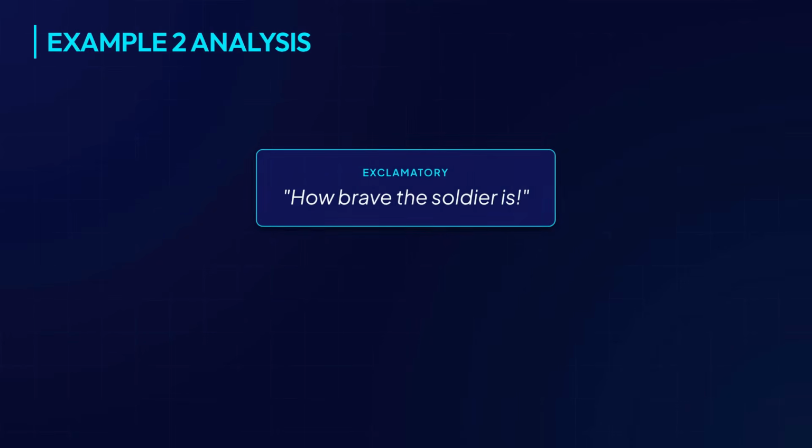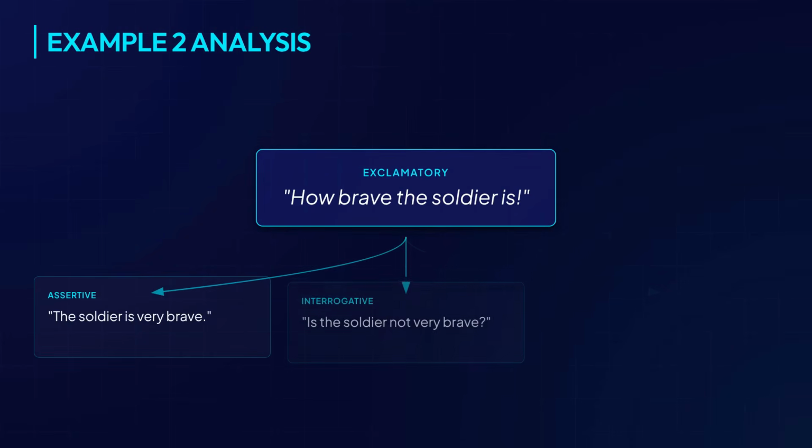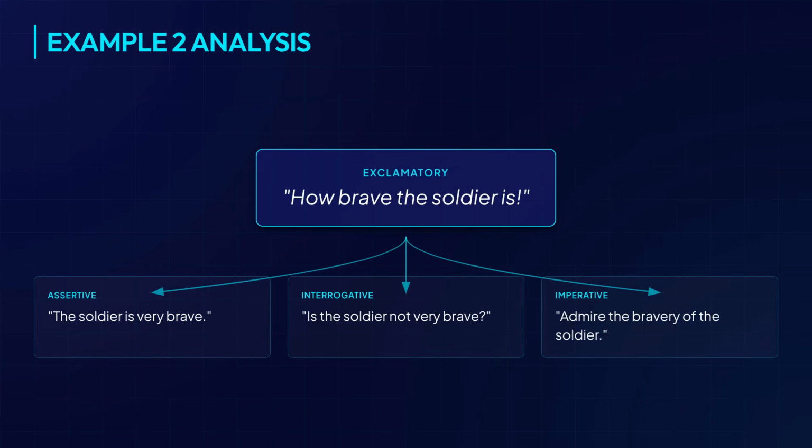Example 2. Exclamatory, how brave the soldier is. Assertive, the soldier is very brave. Interrogative, is the soldier not very brave? Imperative, admire the bravery of the soldier.